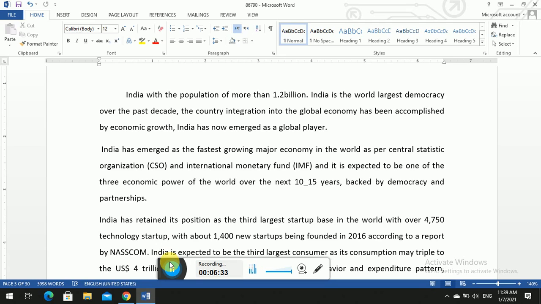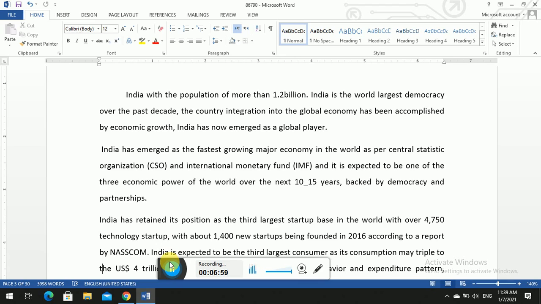So now China, which we will discuss, is trying to be the number one economy in the world. USA will be second. So India is trying to be the third economic power.